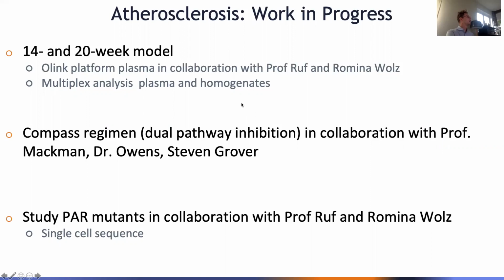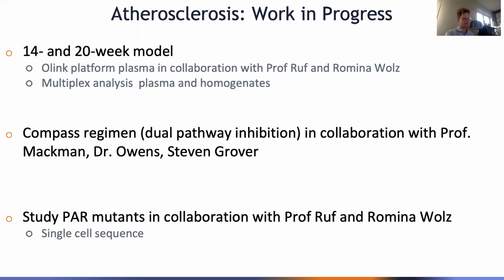And we're going to further look at inflammatory proteins in both the plasma and in aortic homogenates using our Luminex multiplex system. And then, of course, because I also told you that more routes actually lead to inflammation when you inhibit factor 10A, we cannot rule out our platelets. So that's why we also set up a collaboration with Professor Mockman, Dr. Owens, and their postdoc Stephen Grover, where we look at how dual pathway inhibition, so factor 10A inhibition and platelet inhibition combined, affects the phenotype in these mice. And probably we will have that data in the upcoming months if everything passes.